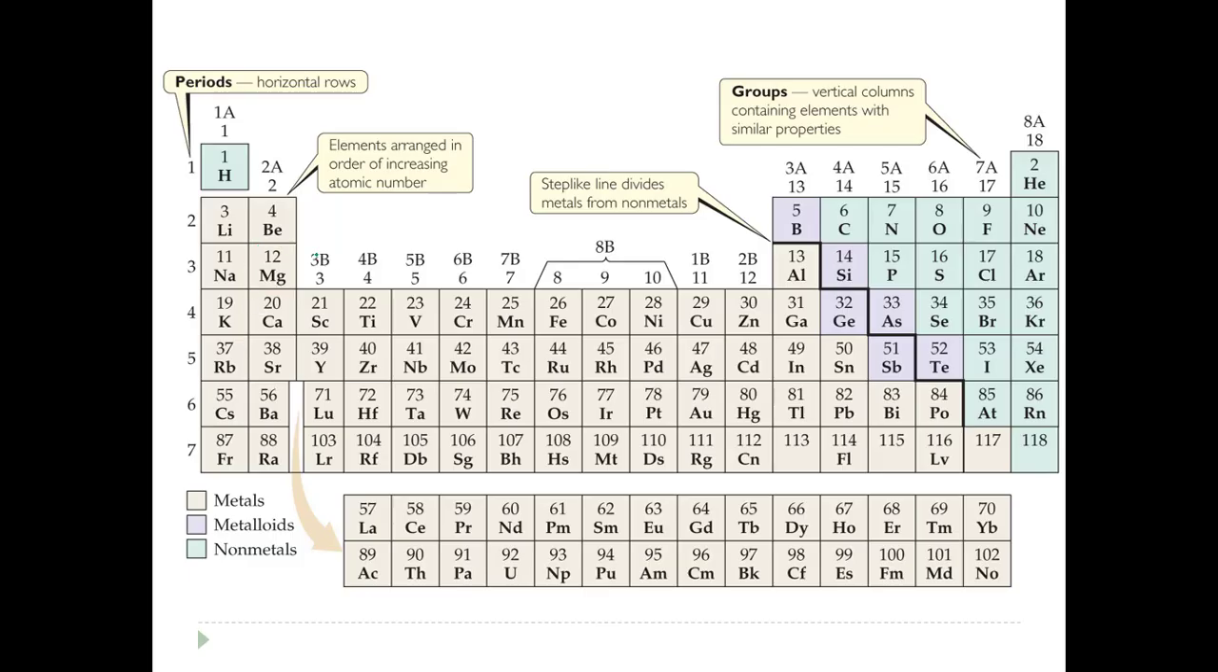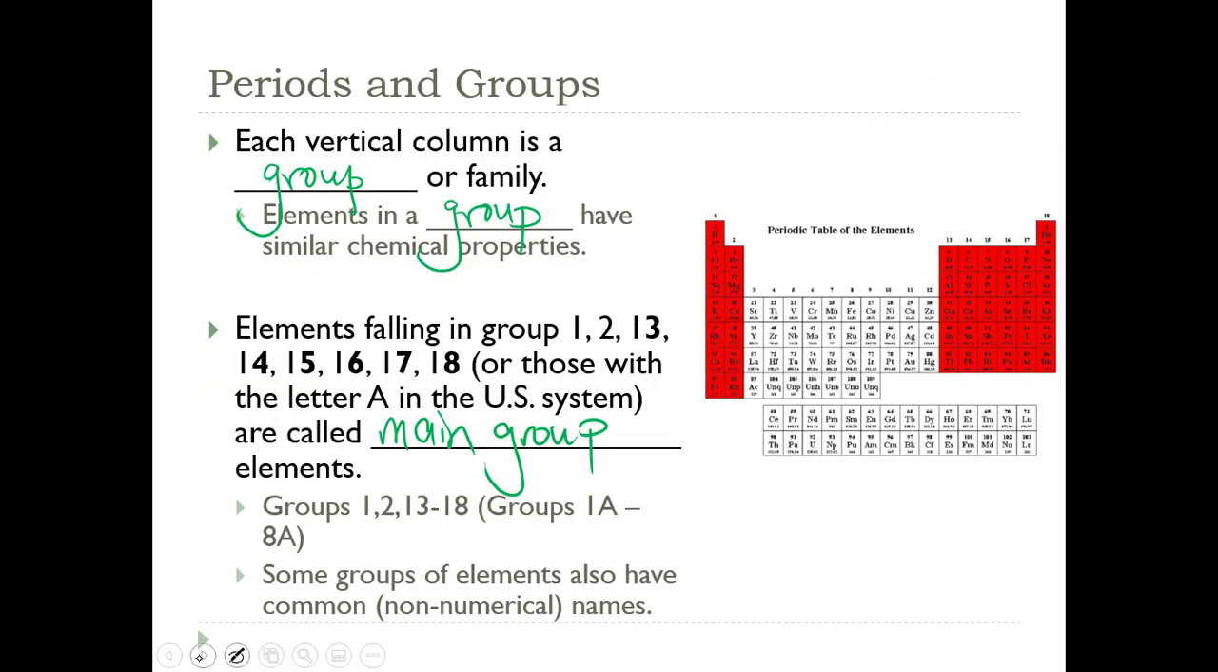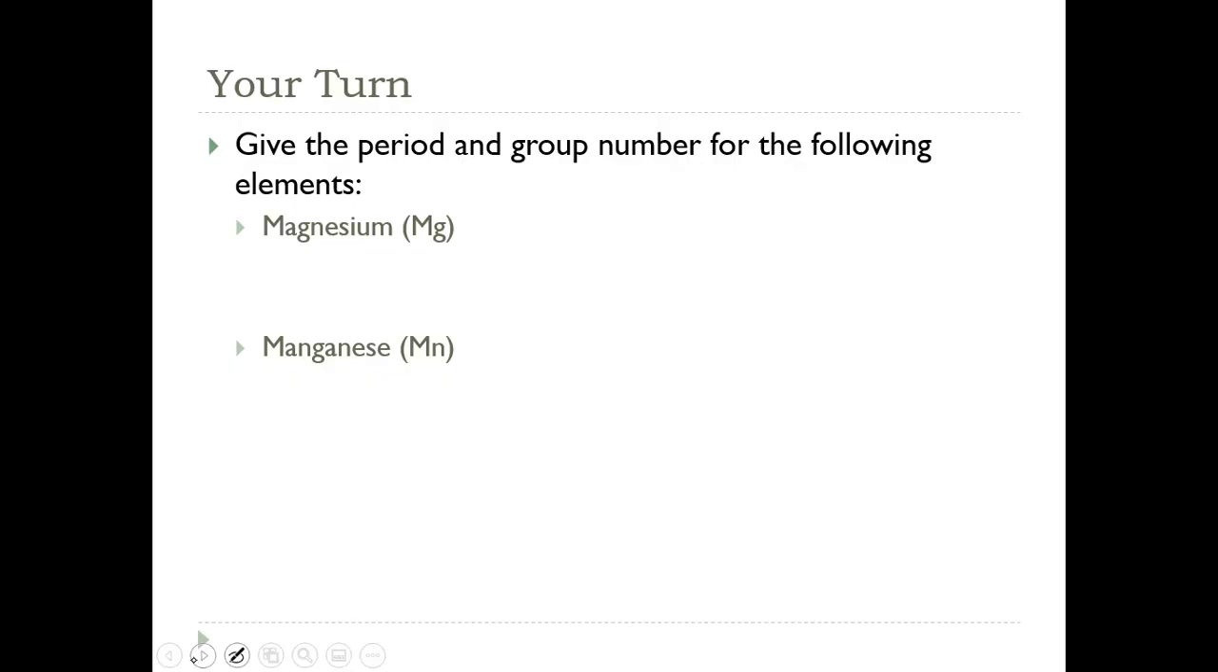So period 3 and group 2 or 2A. And then I believe the other one was manganese, so that would be in period 4 and group 7 or group 7B. Yeah, so magnesium and manganese.